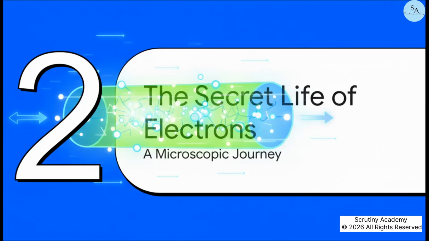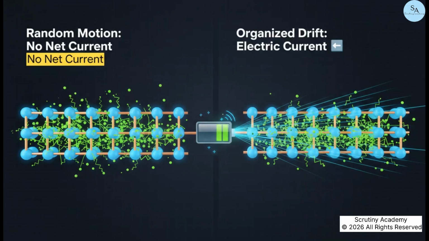All right, so we know what current is on the big scale. Now let's do something cool. Let's zoom in, I mean way in, down to the microscopic level to check out the secret life of the electrons inside that wire. So if you just have a regular piece of wire, the electrons inside are in absolute chaos. They're just zipping around, ping-ponging off everything with no rhyme or reason. But the second you hook up a battery, everything changes. The battery creates this electric field that acts like a drill sergeant, shouting, "All right, everyone, get in line and start marching." And that organized collective shuffle in one direction, well, that's our current.